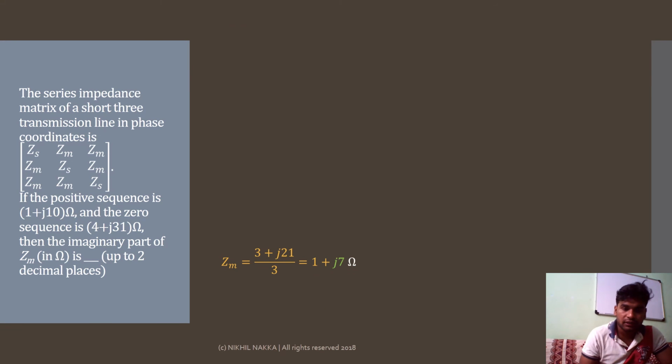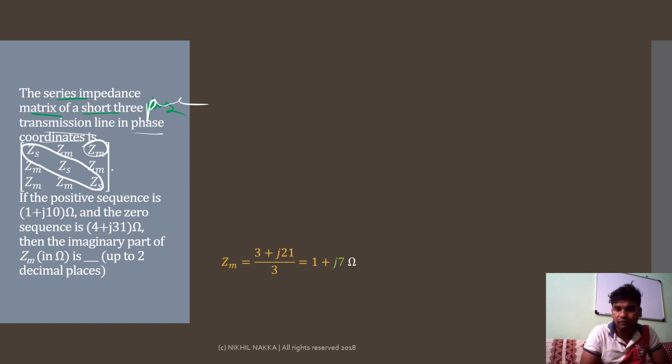Next question, or the last question I can say: the series impedance matrix of a short three-phase transmission line in phase coordinates is given with ZS and ZM. What is ZS? ZS is called the self impedance, while ZM are the mutual impedances. So what are the self impedances and mutual impedances?